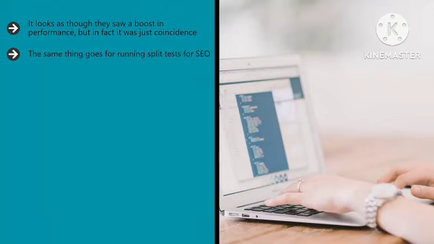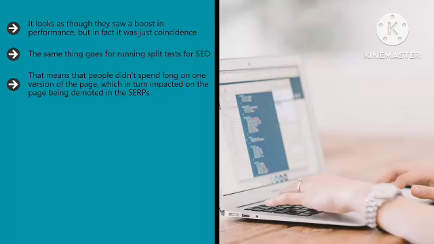The same thing goes for running split tests for SEO. If you have 2 versions of a website and one enjoys a bigger boost in SEO than the other, then this could potentially be a result of one page having lower bounce rates than the other. That means that people didn't spend long on one version of the page, which in turn impacted on the page being demoted in the SERPs. But what if the reason that the one page had higher bounce rates was simply that it was lucky, that the people who went there happened to be in less of a hurry?